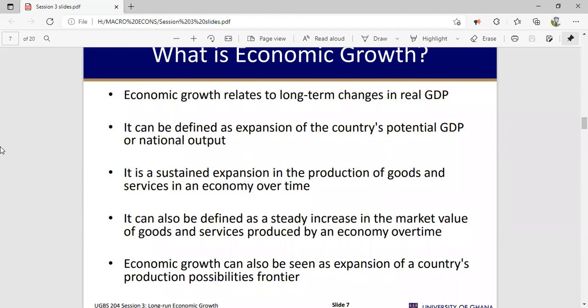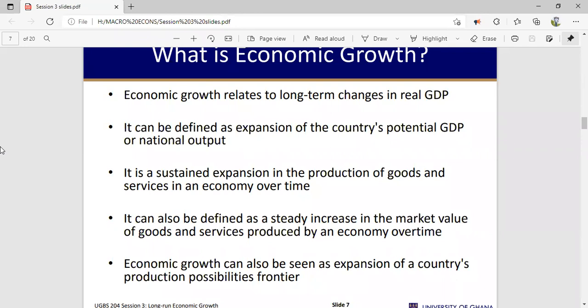actual goods and services. So someone can say it is a sustained expansion in the production of goods and services. Someone can also say that it is the sustained expansion of a country's potential GDP. All these things are in relation to real GDP. So if we produce more goods and services in a particular country over time, then we can confidently say that the country is experiencing economic growth.